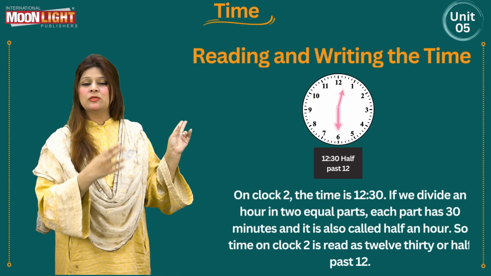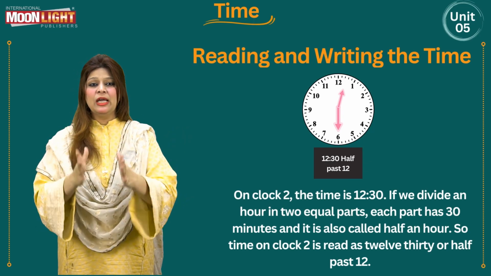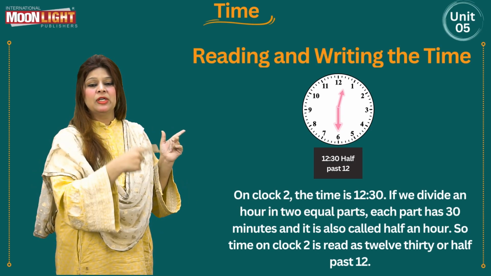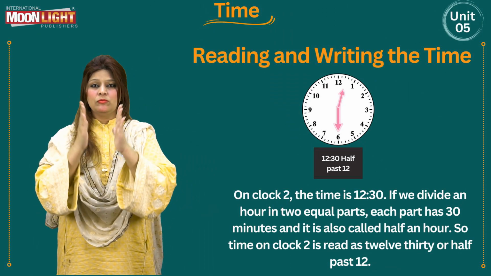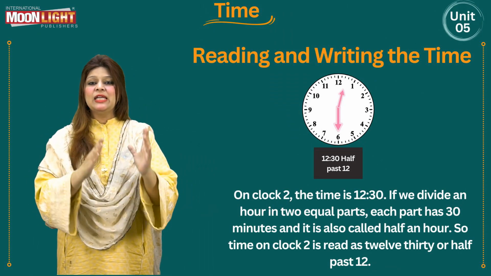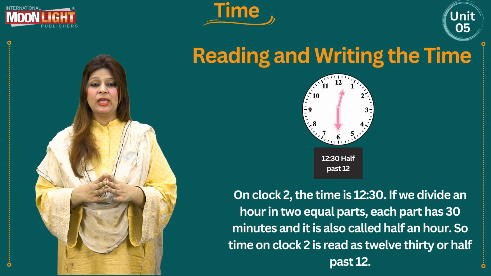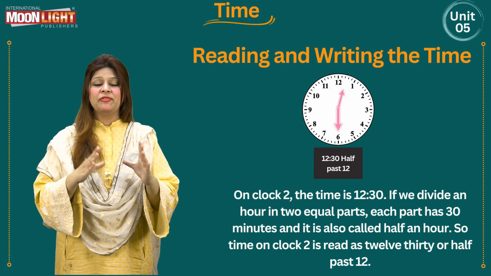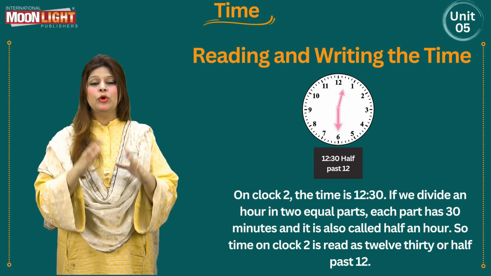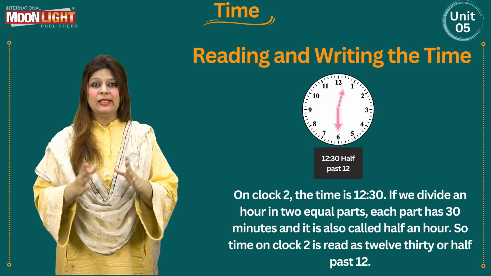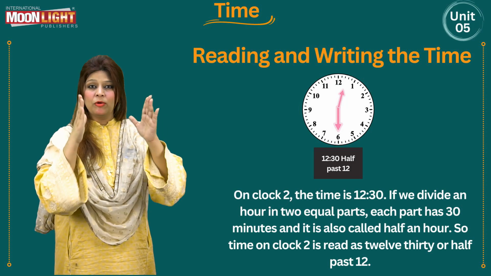Now this is the second clock. You can check on this clock what the time is. The time over here is 12:30. If we divide an hour into 2 equal parts, half basically, how many minutes does each part have? We will have 30 minutes. It is also called half an hour, because if you divide 60 by 2, you get the answer 30. So we call it half an hour because this is half of an hour.